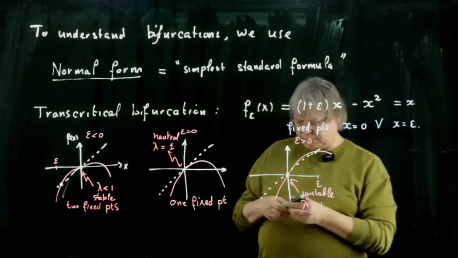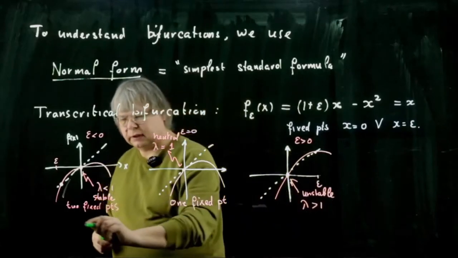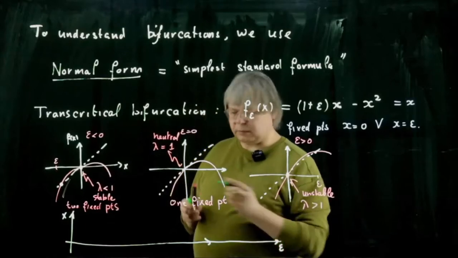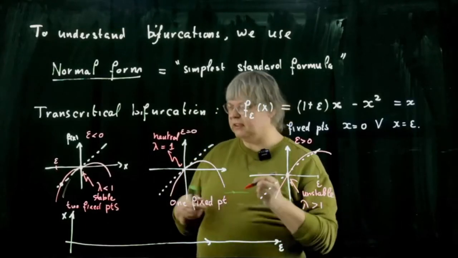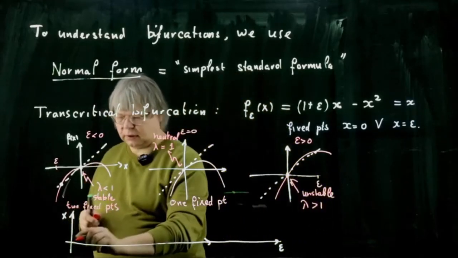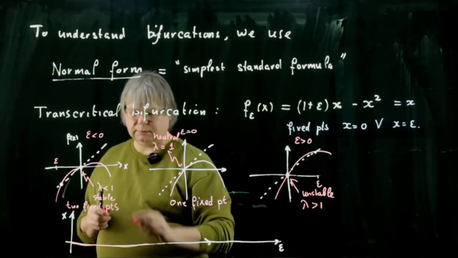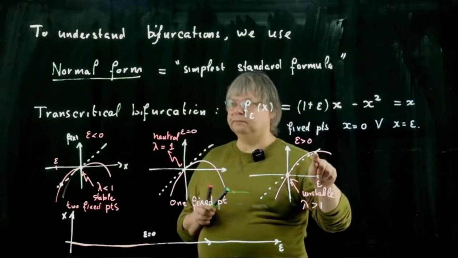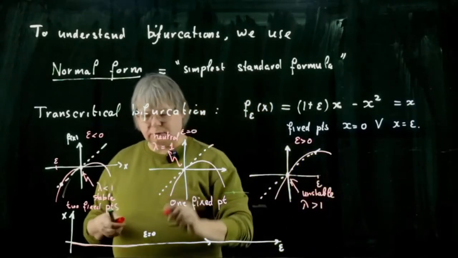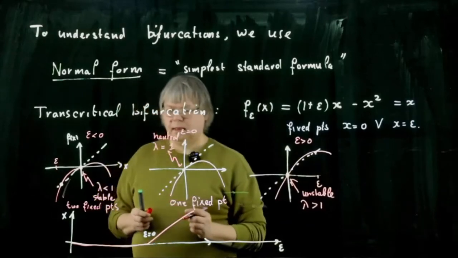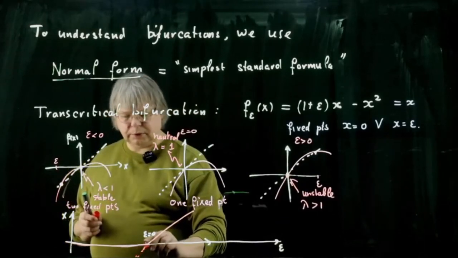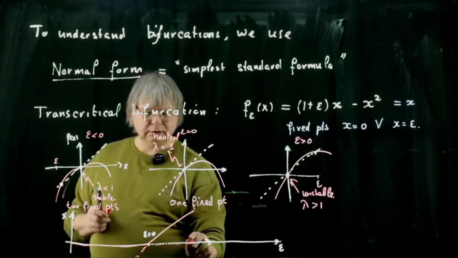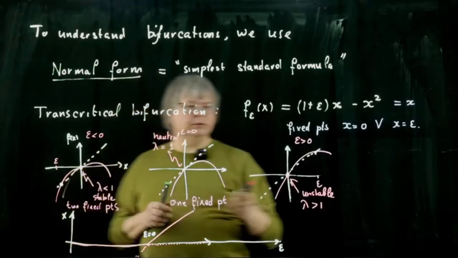Another way of depicting this, and I hope I have space for this, is the following. Here I have x, and here I have epsilon. And I'm going to draw the stable fixed points in red. For epsilon negative, 0 is stable. And at a certain point you reach where epsilon is equal to 0. And then the stable one is here. So it goes up like epsilon. And if I dot the unstable one, it comes from below here. At 0, they merge into a single one. And then it continues unstable like that, point 0.